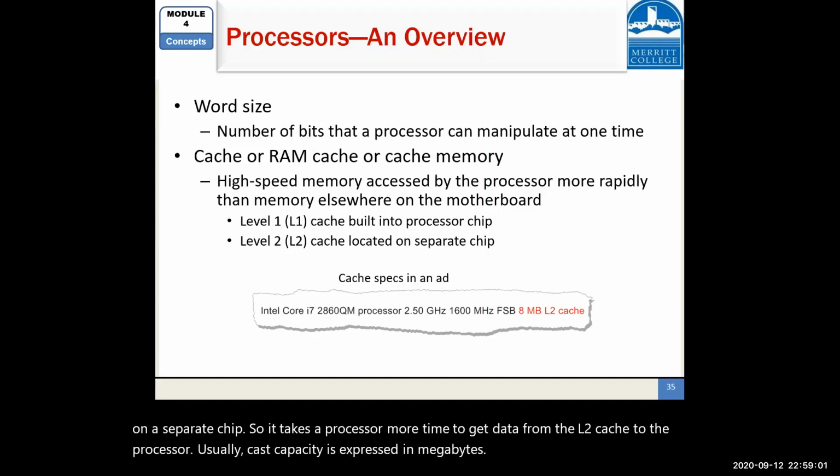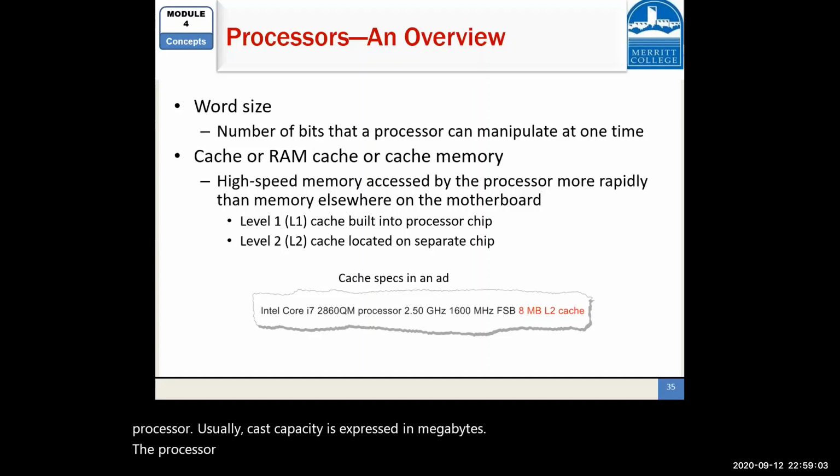The processor in this sample has 8 megabytes L2 cache.